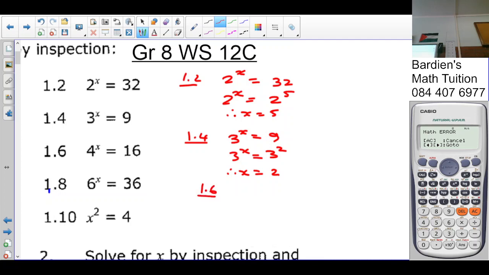1.6. 4 to the x equal to 16. Can 16 be written as a base of 4? Yes. So 4 to the x is equal to 4 squared. Therefore, x is equal to 2.